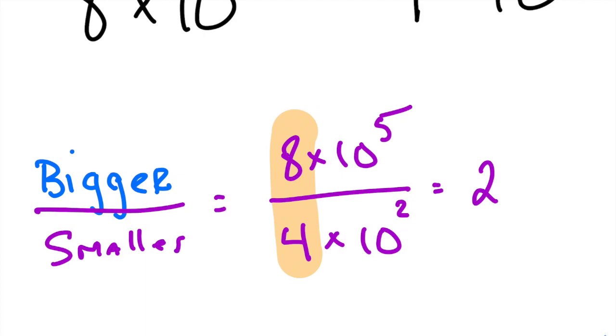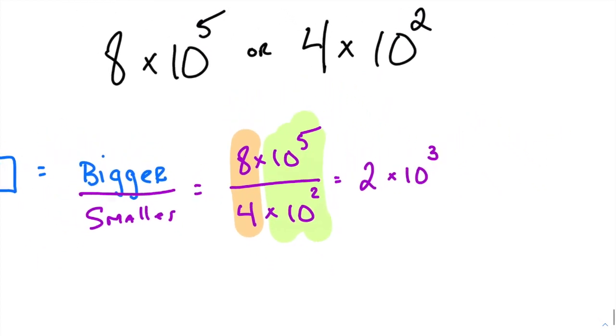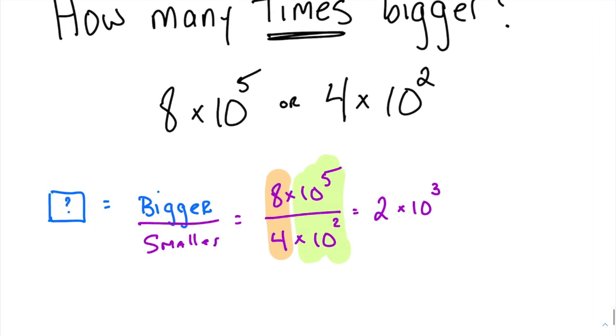Now I'm going to go ahead and use the exponent rules. I'll just highlight in a different color. I'm going to use the exponent rules for the second piece. Those exponent rules are just subtract. So I'm going to take the top exponent, 5, minus the bottom exponent, 2. And I'm going to get 5 minus 2 is 3. And if my goal is to figure out how many times bigger the big one is than the small one, I've done that. I have a number in scientific notation.